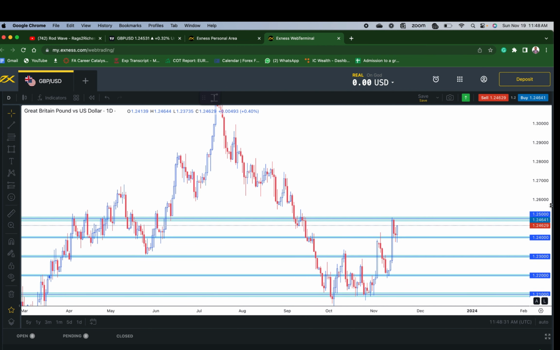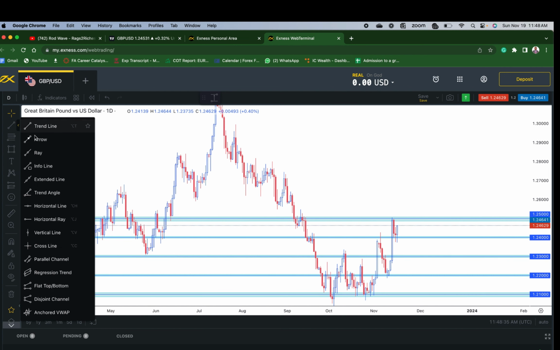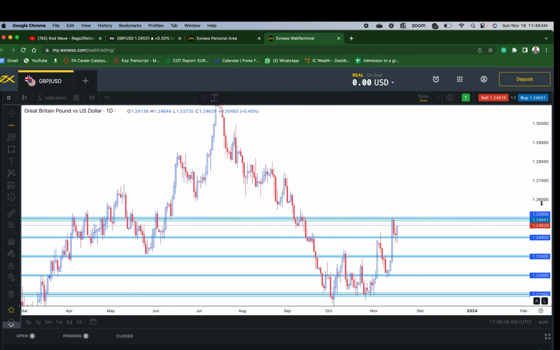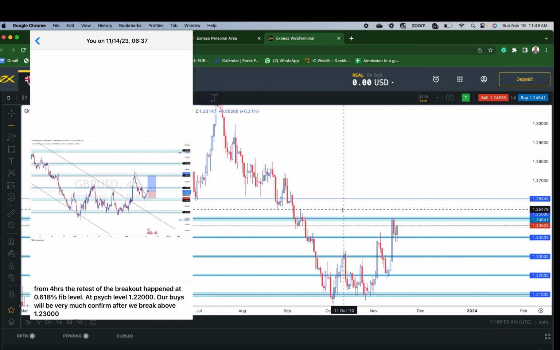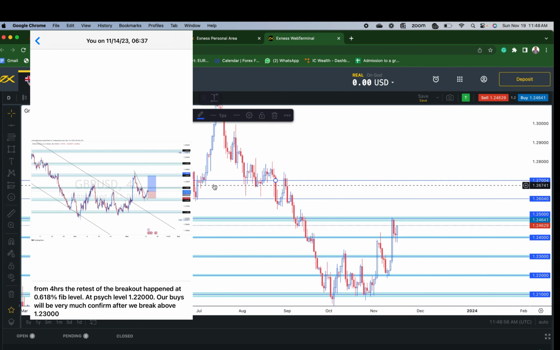So if I want to draw my next resistance level, right? I'm just going to take my horizontal line tool, right? I'll just put it at 1.22600. If I put it at 1.22600, notice that it is actually in line with this level we had here, right? So let's say, for example, I want to put the next one at 1.2700, which is my next psychological level. Notice that it is also in line with this one.